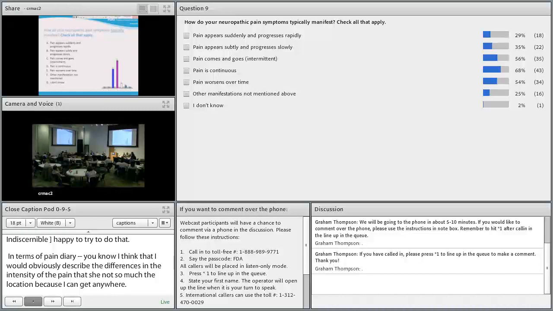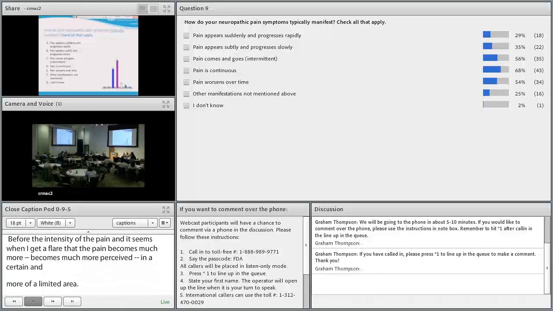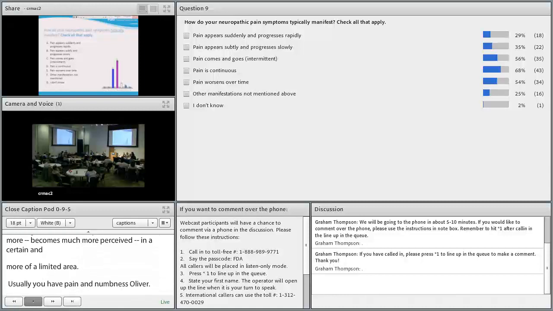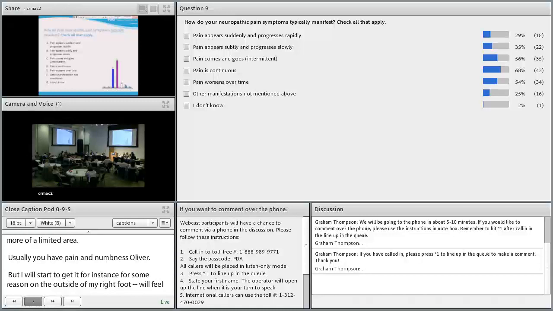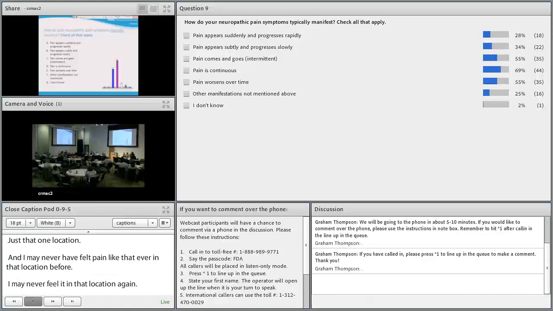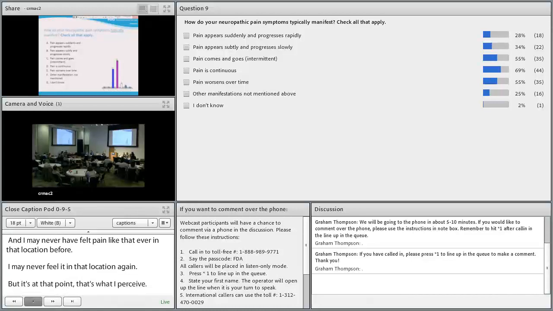Usually I have pain and numbness all over, but I'll start to get it, for some reason, on the outside of my right foot. It'll just feel like somebody's pounding a nail into that over and over again, just in that one location. I may never have felt pain like that in that location before, and I may never feel it there again. But at that point, that's what I perceive. That's something I'm sure I could catalog in a diary and indicate where I'm getting it. It doesn't seem so much the location, it just seems more the change in the nature of the pain that indicates a flare-up for me.